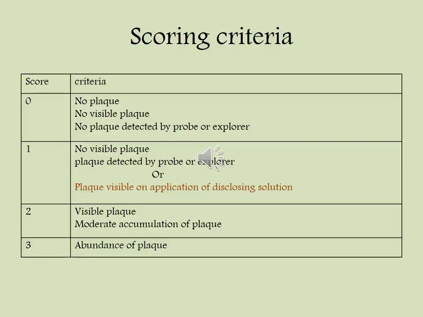Previously, the plaque was visible after the application of disclosing solution, but as per the modified index, this disclosing solution application is excluded. Score 2 is given when directly visible plaque is there, in which there is a moderate accumulation of plaque over the tooth surface. Score 3 is given when there is abundance of plaque over the tooth surface.